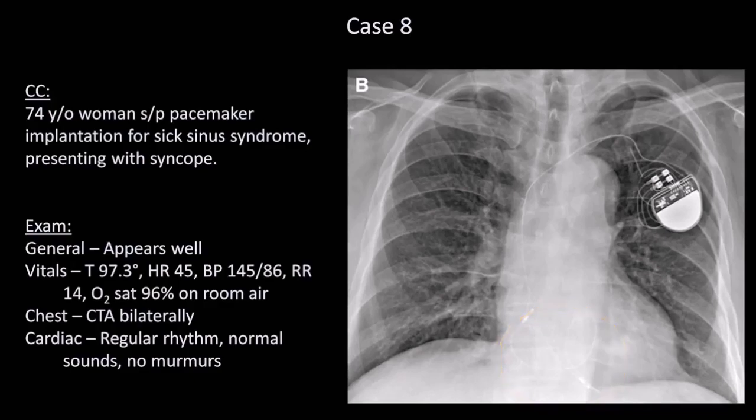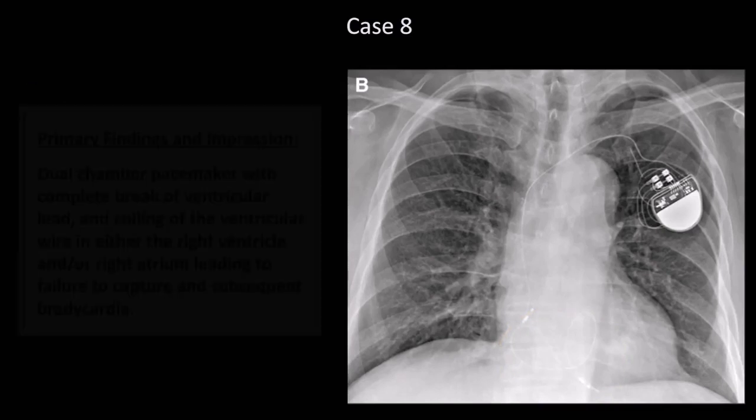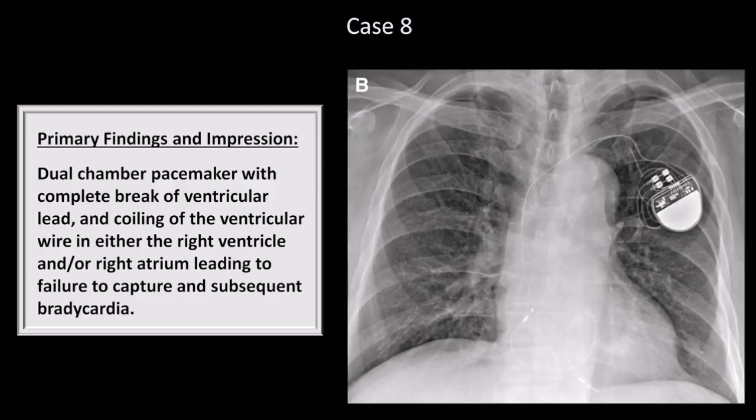So what this woman has isn't just a simple lead fracture, where the lead retains its normal position, but instead the wire has migrated distally. It can probably be retrieved from here, but it will be very difficult. And since a broken pacing wire can't conduct signal, it's no surprise the patient is bradycardic and syncopizing.